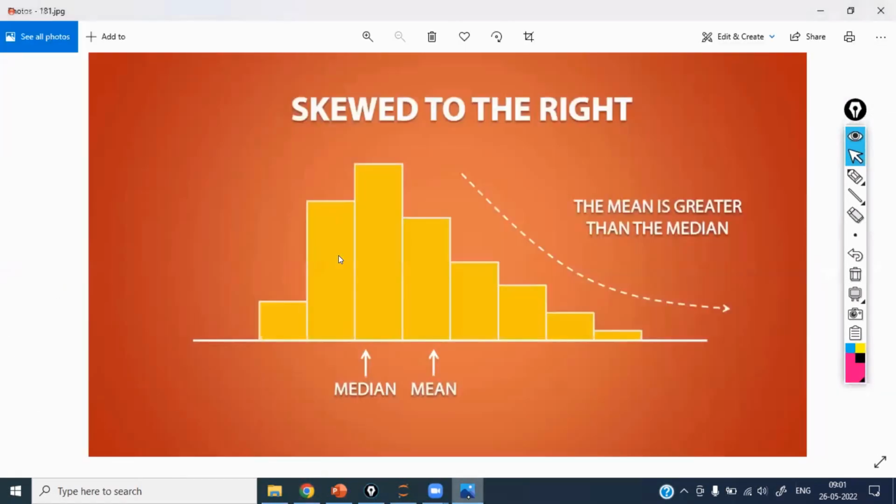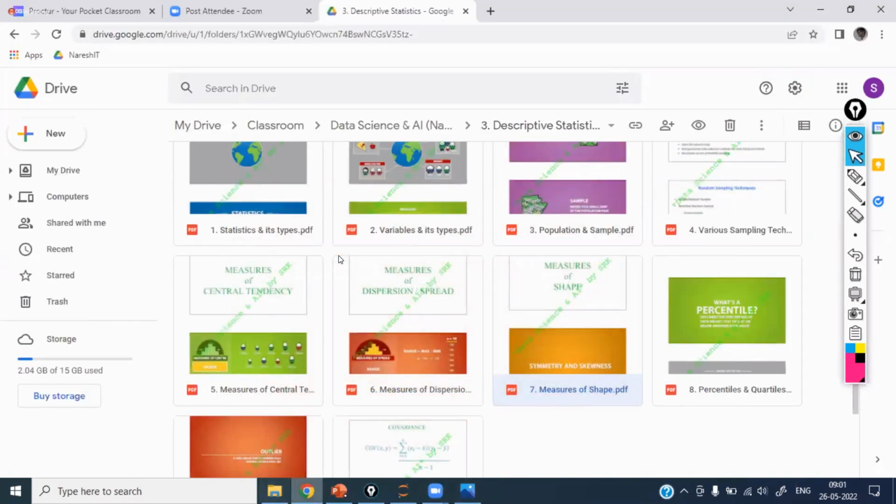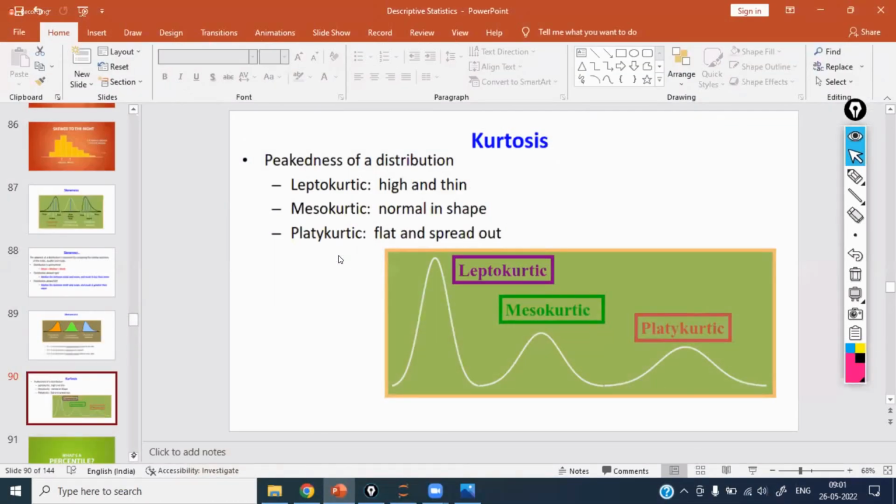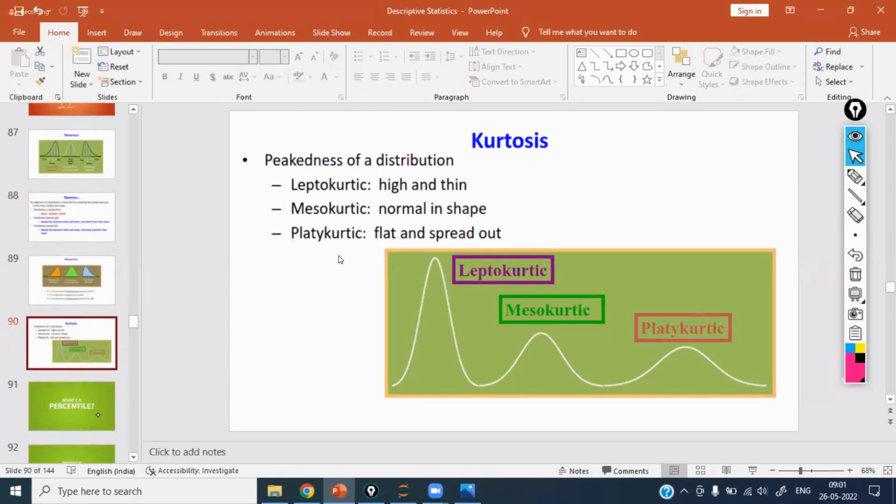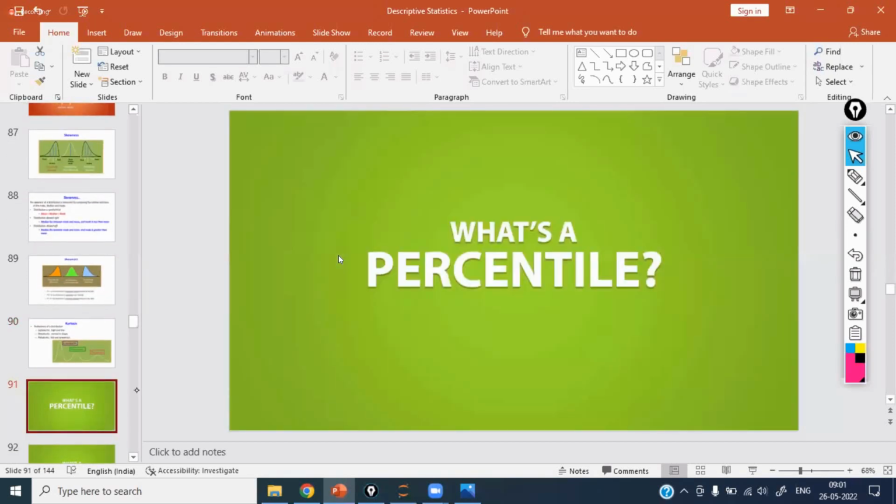Next one, we are going to start the topic called percentile. Percentile is going to tell you the position. Percentage is going to give the value. Tile means position. You are in the top 1 percentile. What is the meaning of 1 percentile?